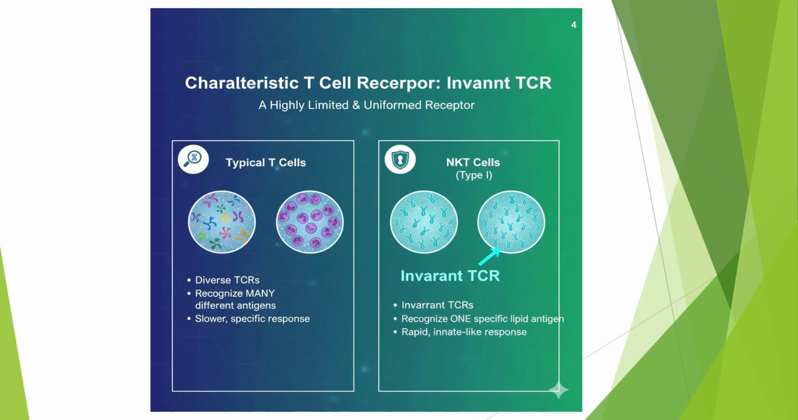One of its most striking characteristics is the invariant TCR. While typical T cells have diverse receptors to recognize many different antigens, type 1 NKT cells have highly uniform receptors. This allows them to provide a rapid, innate-like response to one specific lipid antigen, whereas typical T cells respond much more slowly.